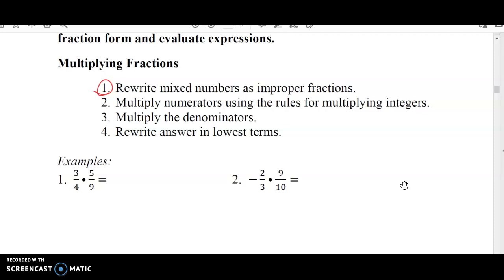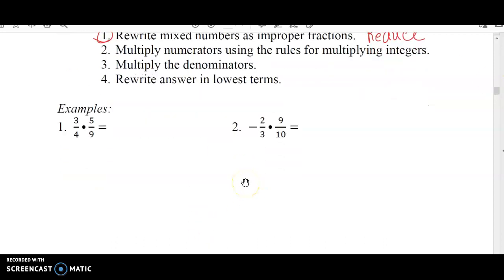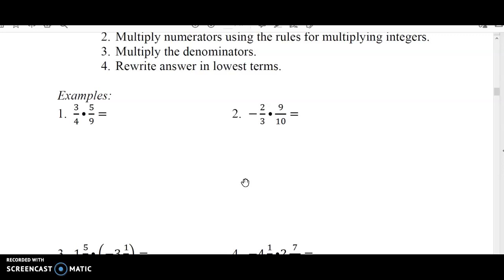You can also reduce. So once you write them as improper fractions, the next step is I would reduce, cross simplify. All right, so looking at number 1, you just have 3/4 times 5/9. Here, you can cross simplify. If you have a fraction like this, you can simplify here and here, here and here, or up and down. That's it. Not across this way.